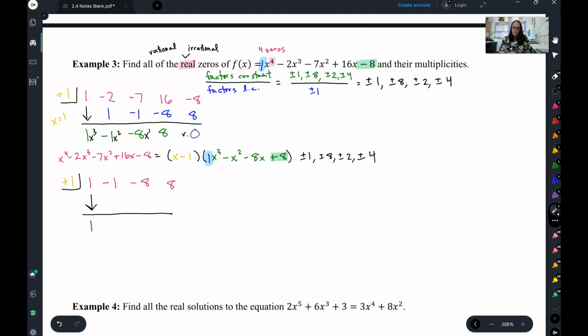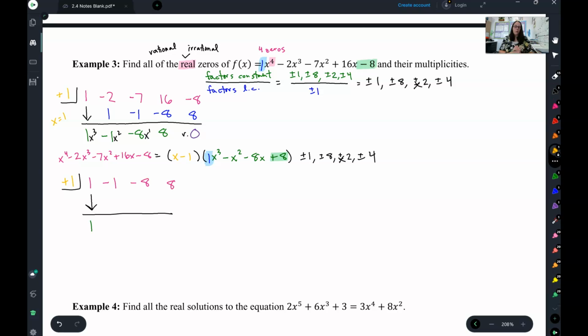However, if I had one that didn't work up here, so let's say I tried -2 and I found out that -2 doesn't work, that means -2 will never work. So for all my future lists, if I have -2 on my future lists, I can take -2 off of all future lists. So in summary, if it works once, it might work again. If it doesn't work, it will never work. So that's one way you can kind of narrow down your list of possibilities.